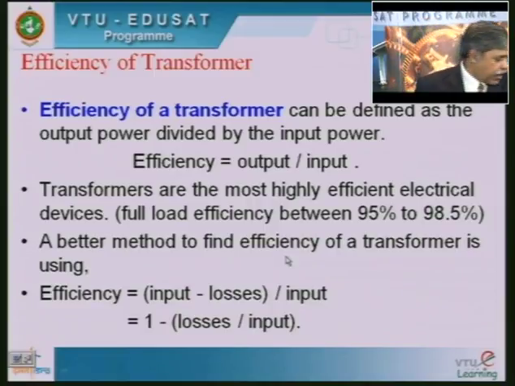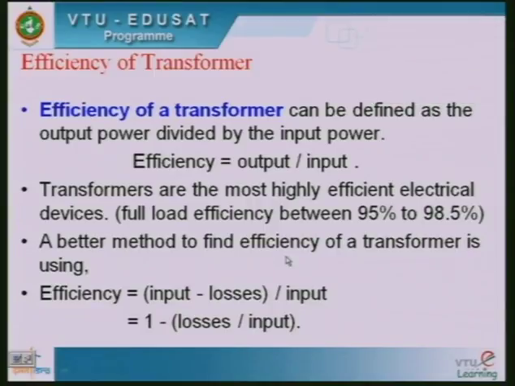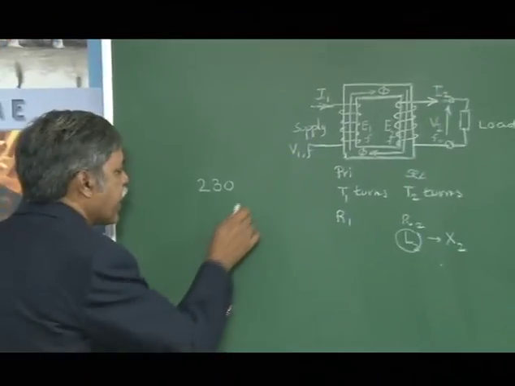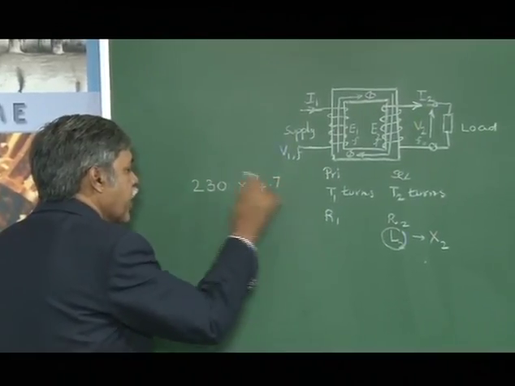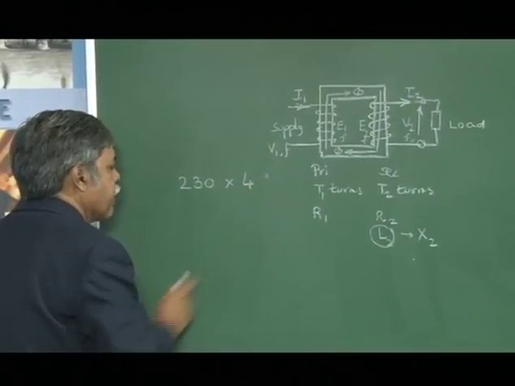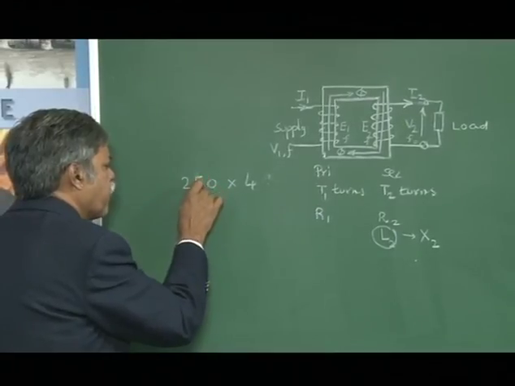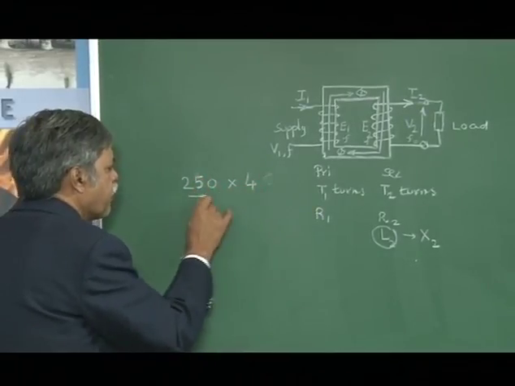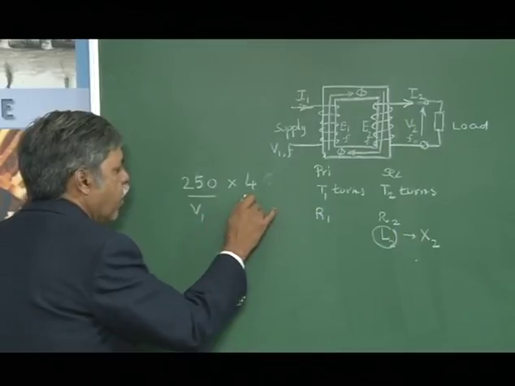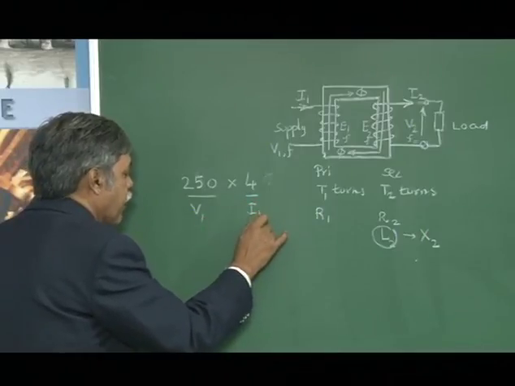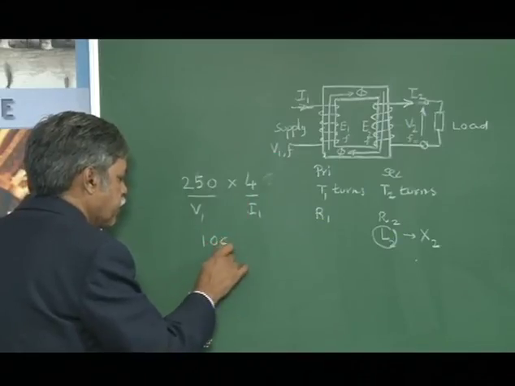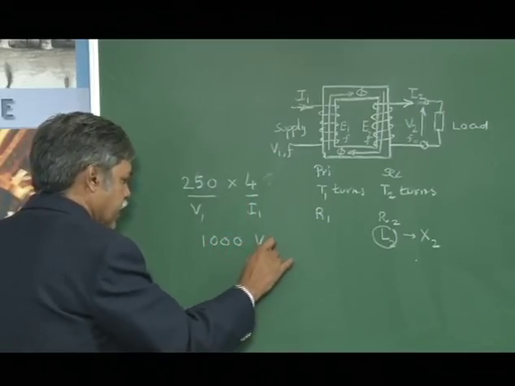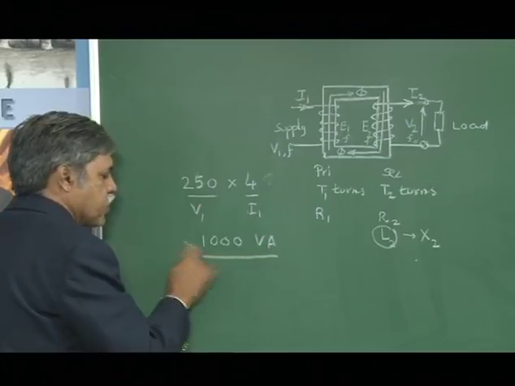If the transformer has a primary winding rated at 230 volts and the current is somewhere around 4.7 amperes, or 4 amperes, let us say, for the simple case I will take 250 and 4. 250 is the voltage in the primary V1, 4 amperes is the current in the primary I1. So 250 multiplied by 4 will give you 1000 volt amperes. This will be the rating of the transformer.